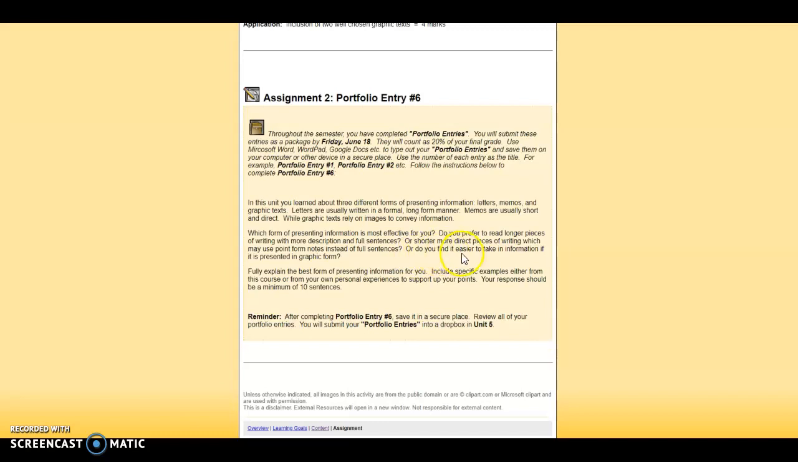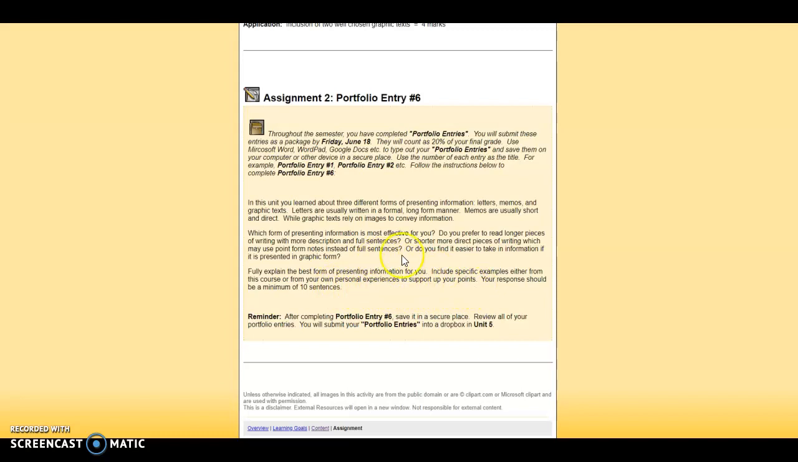Or are you someone that finds it easiest to take in information if you are presented information in a graphic form? Okay, so a combination of graphics and written word. I'd like you to fully explain the best form of presenting information for you and include specific examples either from this course or from your own personal experiences to support your points.